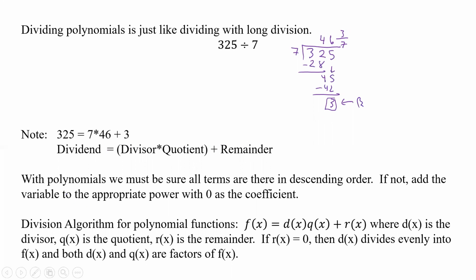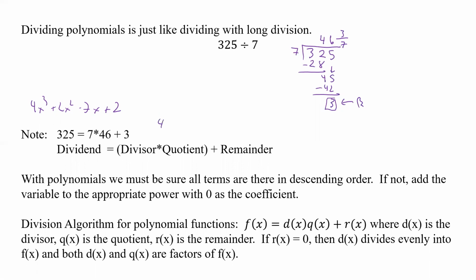Now, one thing when we're doing polynomials versus just numbers, we have to be sure all terms are there in descending order. So if we have something like 4x cubed plus 2x squared minus 7x plus 2, well, we have a cubed, then a squared, and then a 1, and then none. So those are descending order. All the terms are there.